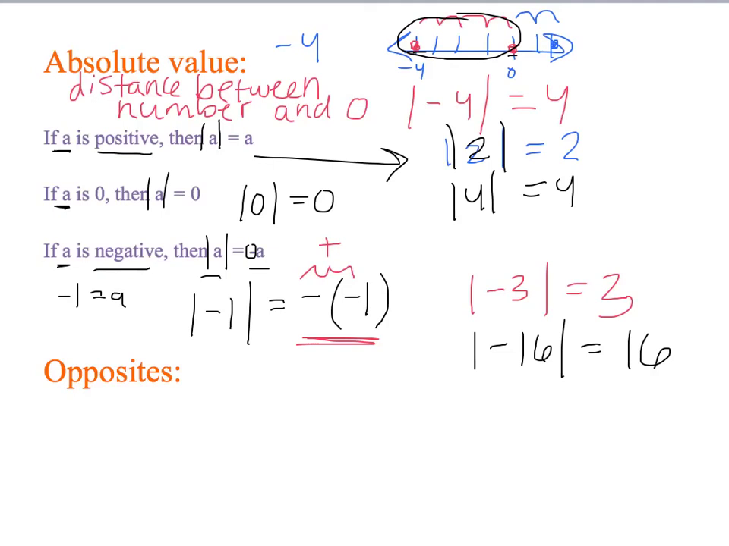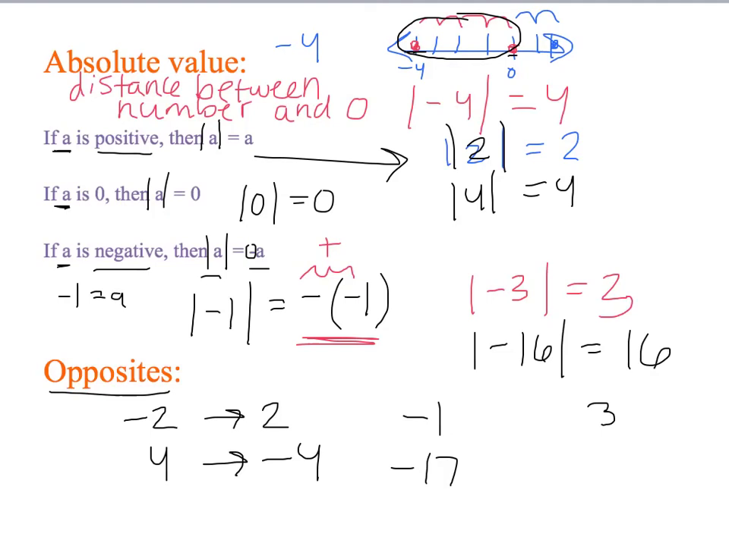The last word you need to know is opposites. Opposites are just the same number with the opposite sign. So if I say, what is the opposite of -2? The opposite is +2. If I say, what's the opposite of +4? The opposite is -4. So go ahead and find the opposites for -1 and -17 and +3.